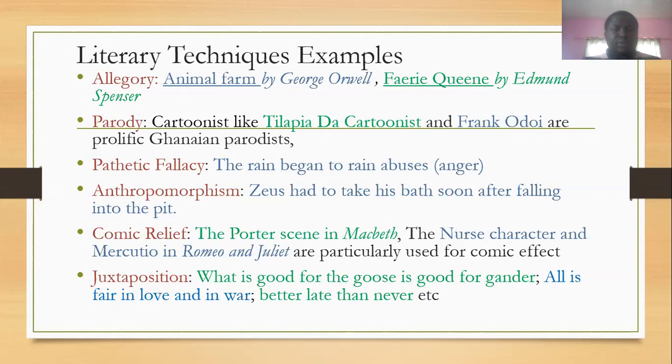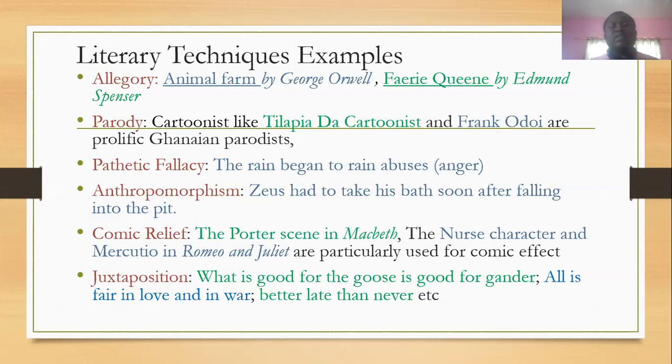Now we have pathetic fallacy. We said it attributes human emotions to inanimate objects. So you have often said that the sun was sleeping peacefully in the bosom of the clouds. We also hear expressions like the rain began to rain abuses. You see, abuse is a byproduct of anger, and so we see that rain has been assigned a human attribute of anger.